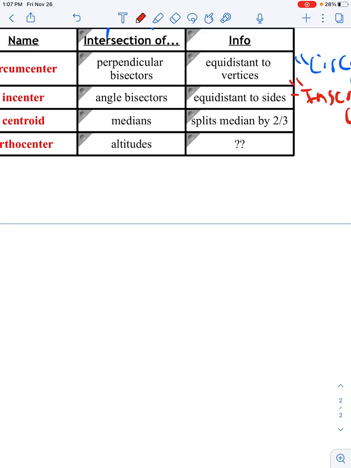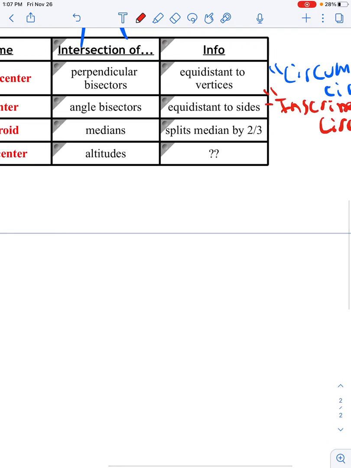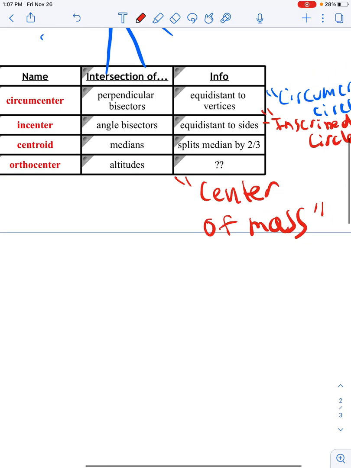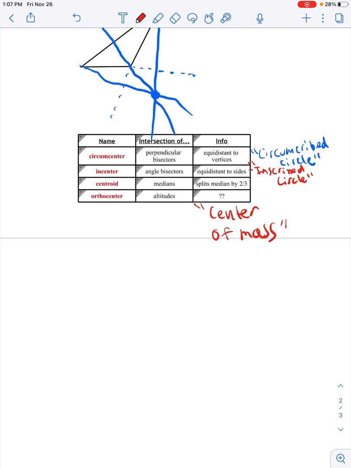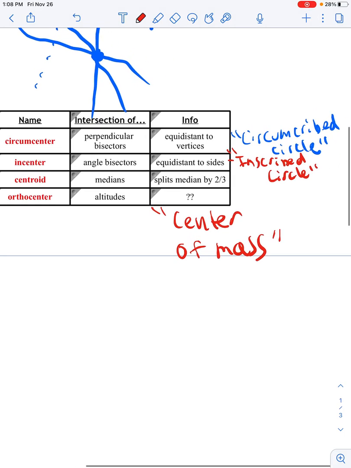The centroid uses the medians, which splits the median into 2/3 and 1/3. So again, using what you know to figure out what you don't know. And the orthocenter uses the altitudes, and there are a few complex properties, but really we're just going to call it the center of mass. If you were to take an acute or a right triangle and find the orthocenter and cut out the triangle, you'd be able to balance it on the tip of your pencil and spin it around. If you want to try that, please by all means be my guest. Make sure you have this written down in your notes.